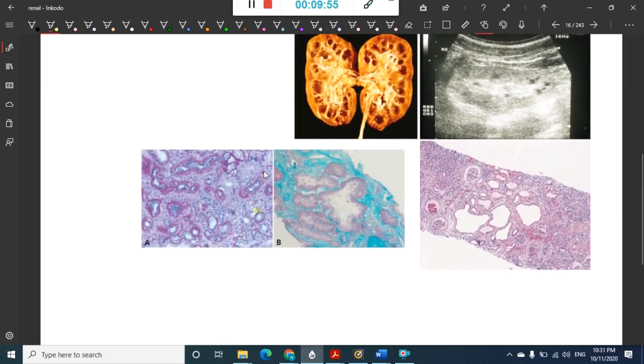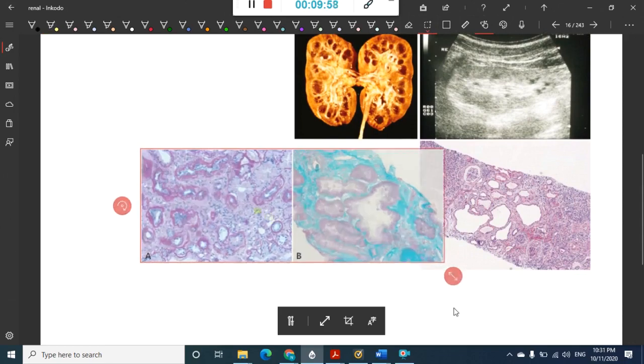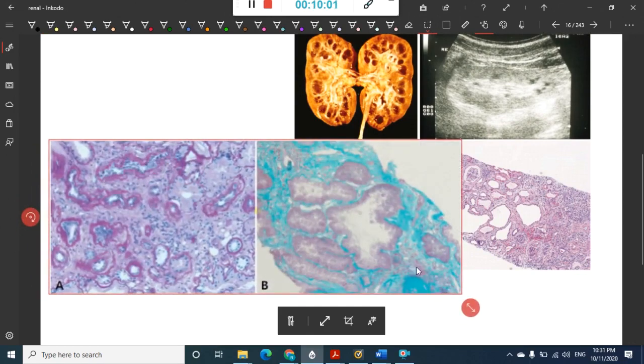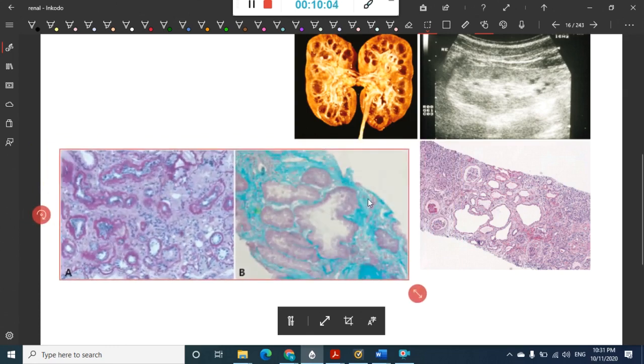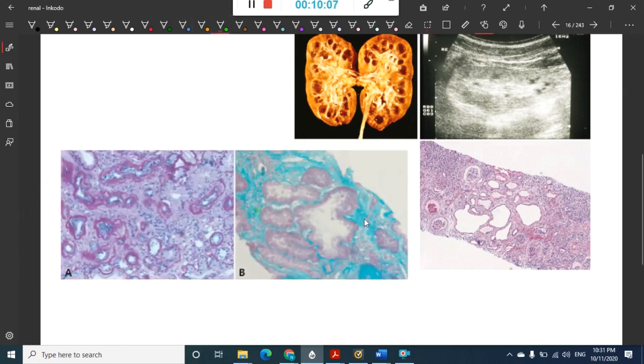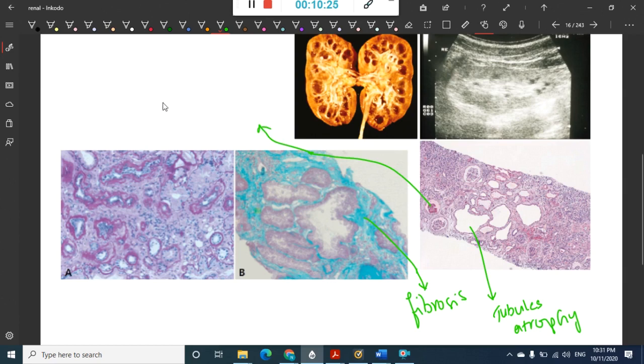Then this is the picture where the collagen is stained green. See, the reticulin stain, because there is intense fibrosis. I told you that there is fibrosis, right? Here you are seeing fibrosis, that is collagen. And if you see these tubules, the tubules have undergone atrophy. And this is the glomerulus, right? In this glomerulus, hyalinization is seen. So these are the features which you see in nephronophthisis.